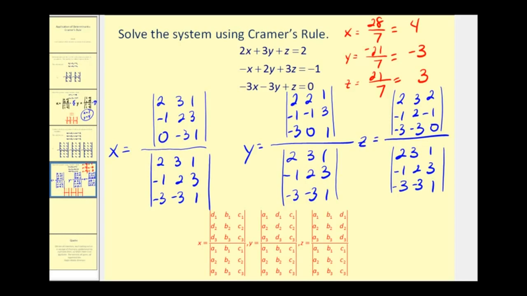So Cramer's rule would be quite a bit of work to do by hand, but if you're allowed to use technology, it's a great way to use what we've learned about matrices and determinants to solve a system of equations.